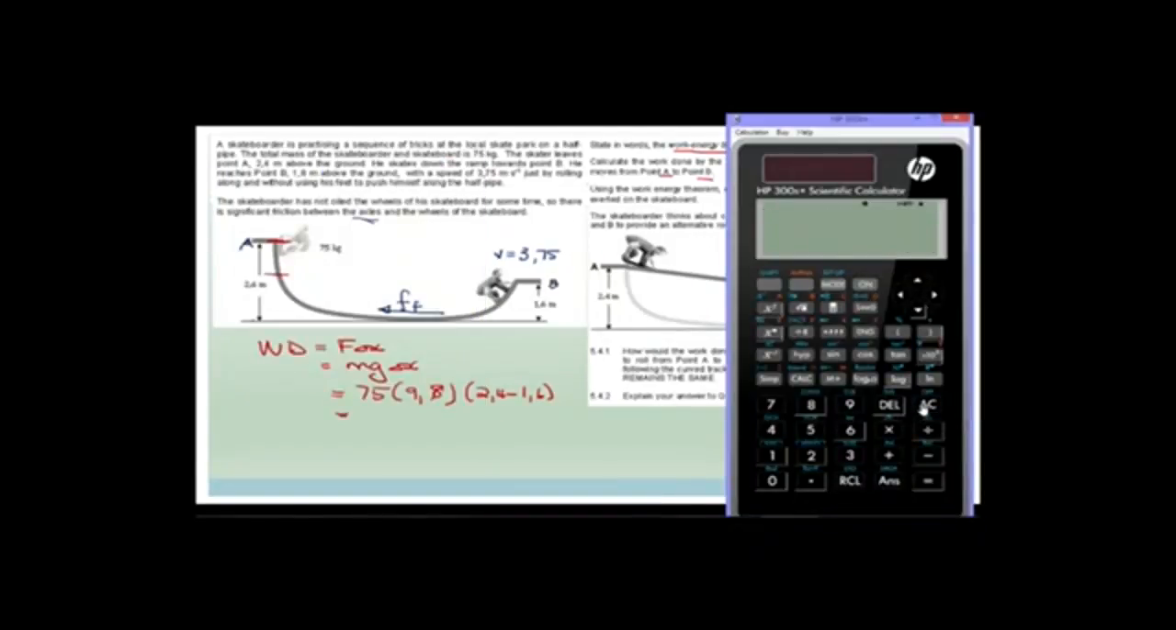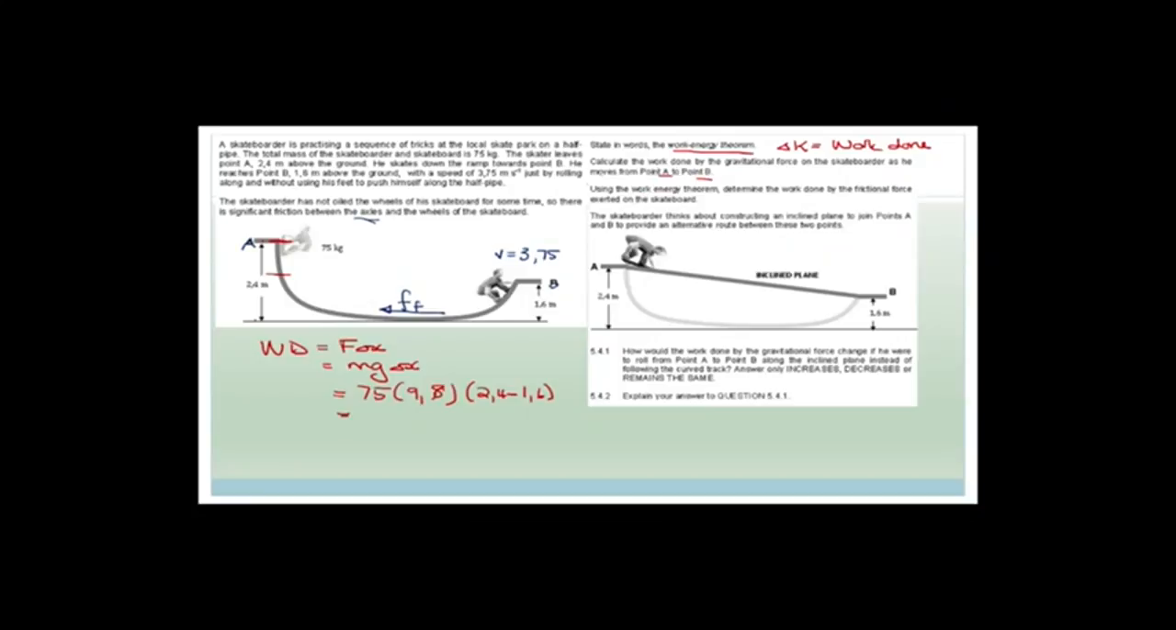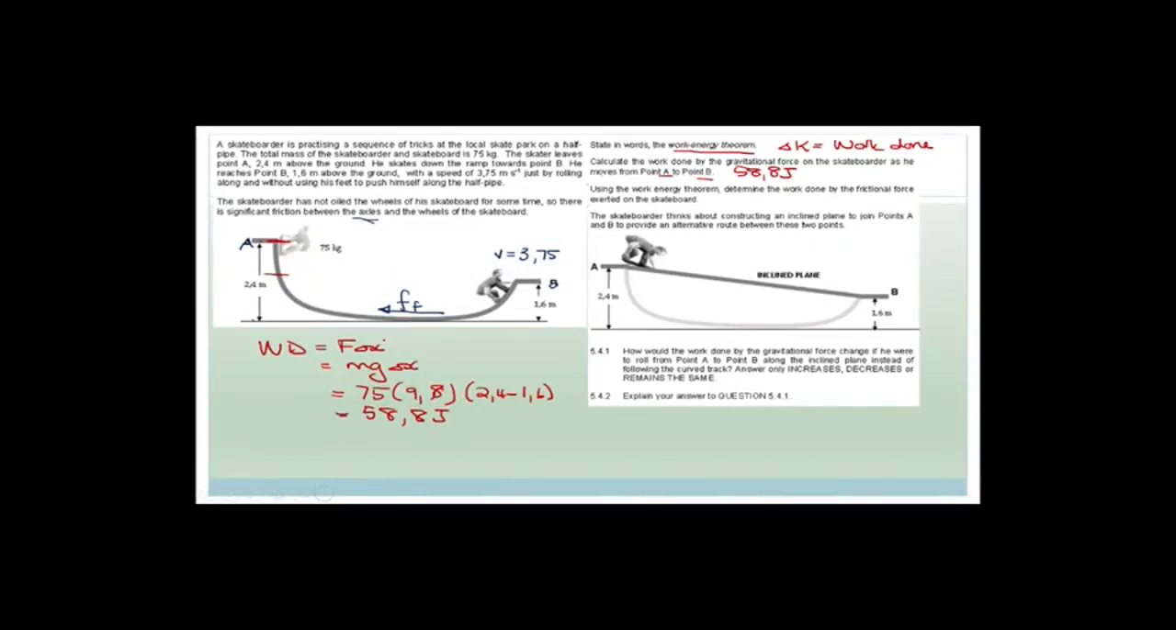Okay, so let's clear that. And we've got 75 multiplied by 9.8 multiplied by open bracket 2.4 minus 1.6, close bracket, equals, SD button, 58.8 joules. 58.8 joules. Please remember that you always have to look at what you're working out and get the appropriate units. Okay, please be careful about that.